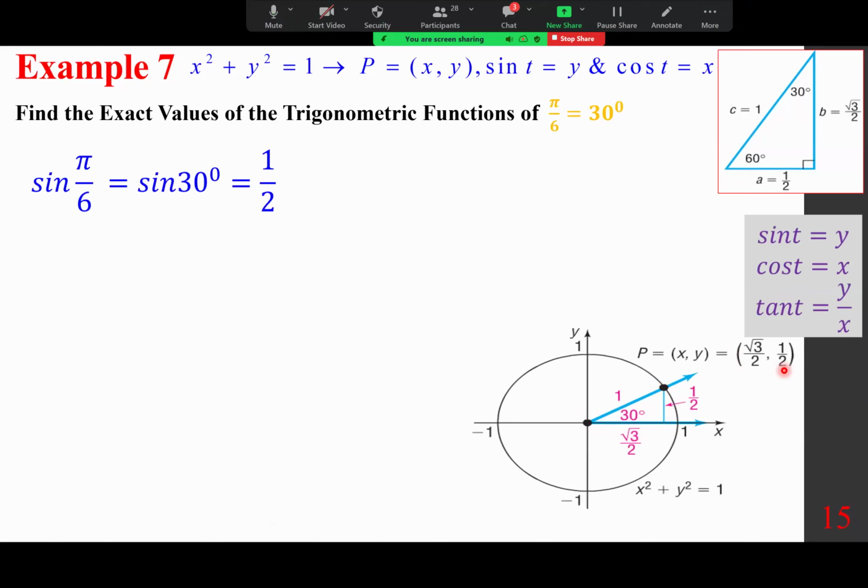Sine is 1/2. Cosine of pi over 6 or 30 degrees is square root of 3 over 2.